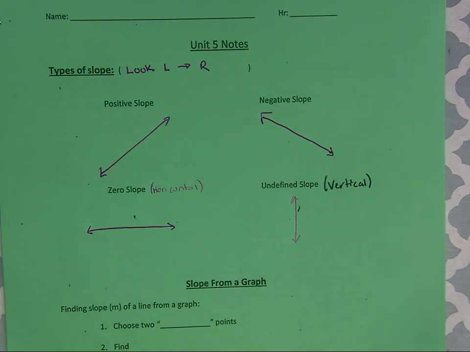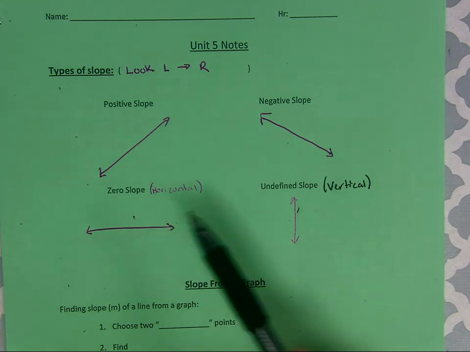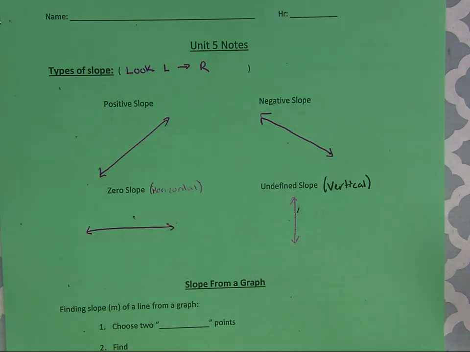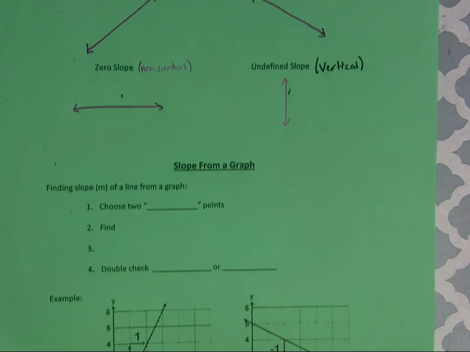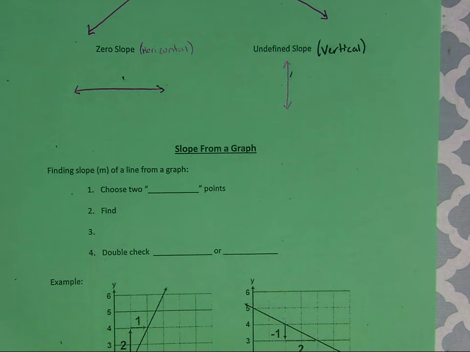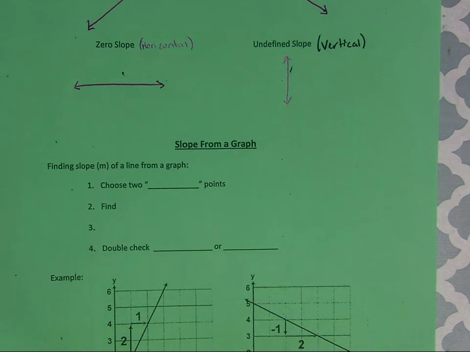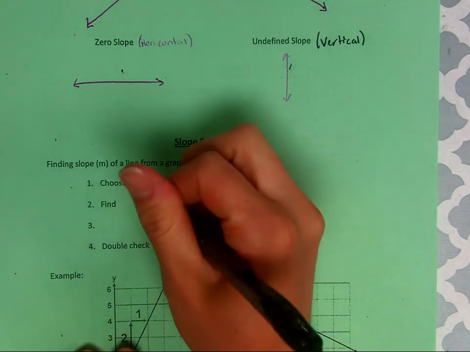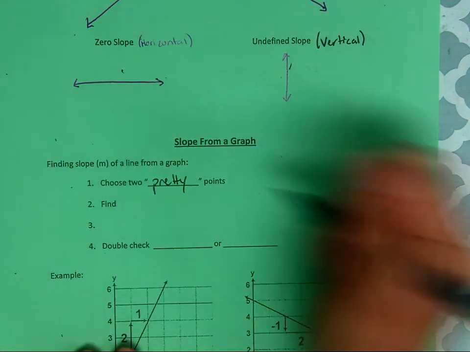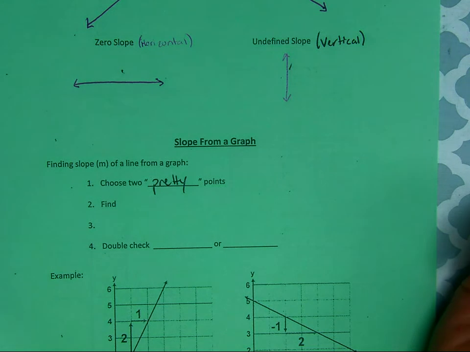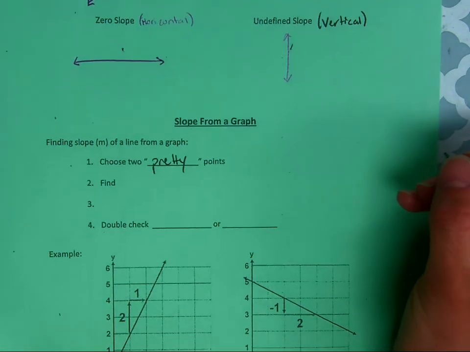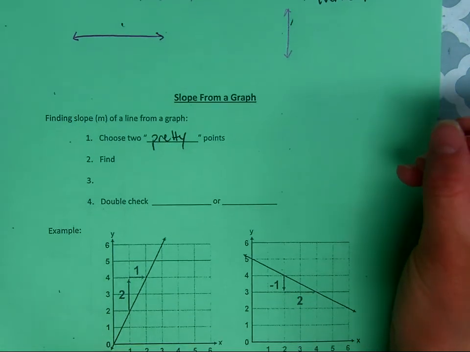So then we can assign a value to our positive, negative slopes, because there are many, many positive slopes and many, many negative slopes. So there are 4 steps to do this. Okay, so if I'm finding slope from a graph, the first thing we need to do is find 2 pretty points. So we call these pretty points as if the line crosses through both coordinate lines.